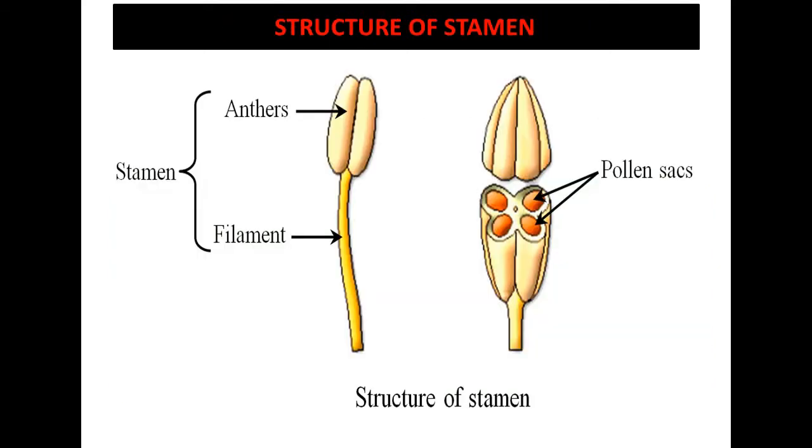Now in the next slide, we will focus on the structure of the stamen. You can see the stamen is made up of 2 parts. One is anther and second is filament. The filament is a long slender, stalk-like structure, while the anther is a bilobed structure present at the terminal end of the filament. The filament may be attached with the receptacle of the flower or it may be attached with the petal.